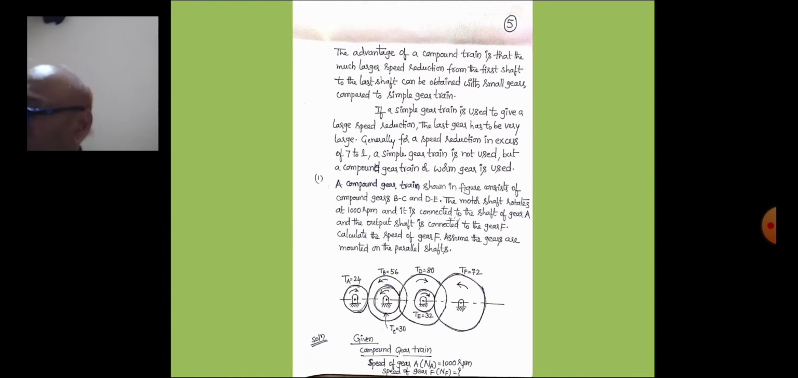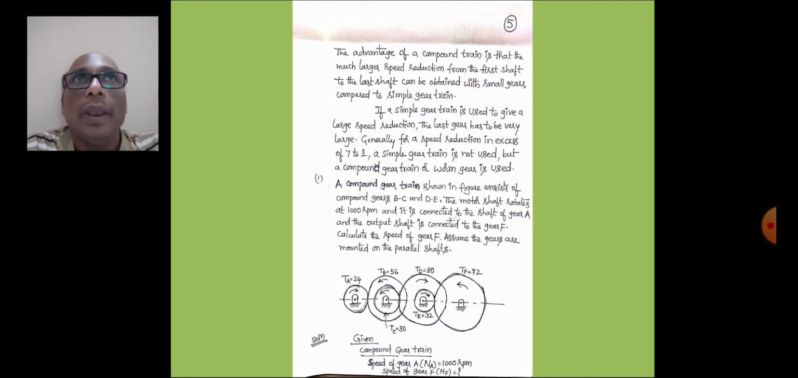In today's class, what are all the things we have discussed? What is a gear train, for what purpose the gear train is used, and the applications where we find gear trains. Then how gear trains are classified. There are 4 types: simple gear train, compound gear train, reverted gear train and epicyclic gear train. Out of these 4, today we have discussed the first 2 types: the simple gear train and the compound gear train.